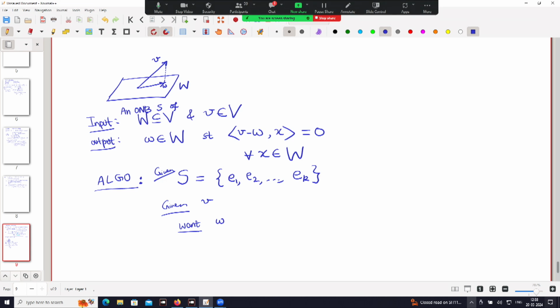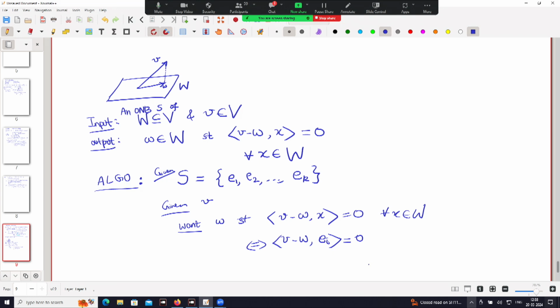But what property does w satisfy? w satisfies this property such that V minus w is perpendicular to every x. And perpendicular to every x is the same as saying it is perpendicular to every one of the Ei's. Right, that is enough, because the Ei's form a basis of the space. To say its inner product is 0 with every vector of the space, it is enough to ensure it is 0 with every basis element, in fact orthonormal basis here. But let me try and ensure this. I want to find a w satisfying this property for all i equals 1 through k.